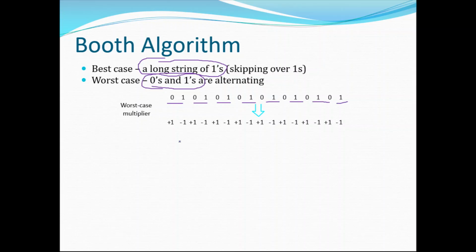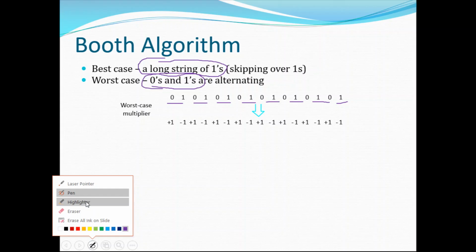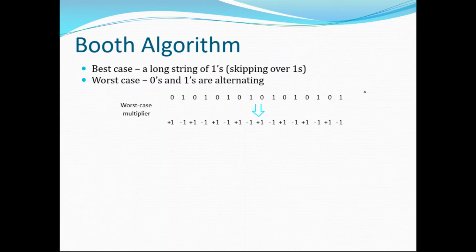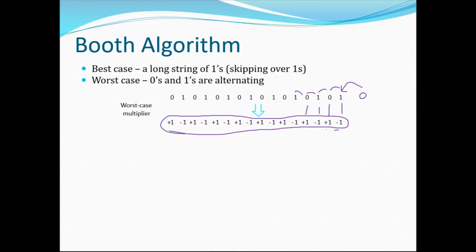Now, how will the multiplier be modified? We will assume a 0 here on the right. So 0 to 1 becomes minus 1, 1 to 0 becomes plus 1, 0 to 1 minus 1, 1 to 0 plus 1, 0 to 1 minus 1. Alternately you are getting minus 1, plus 1, minus 1, plus 1. This means you have to do this many additions. Even in the normal number, that many additions are not happening.